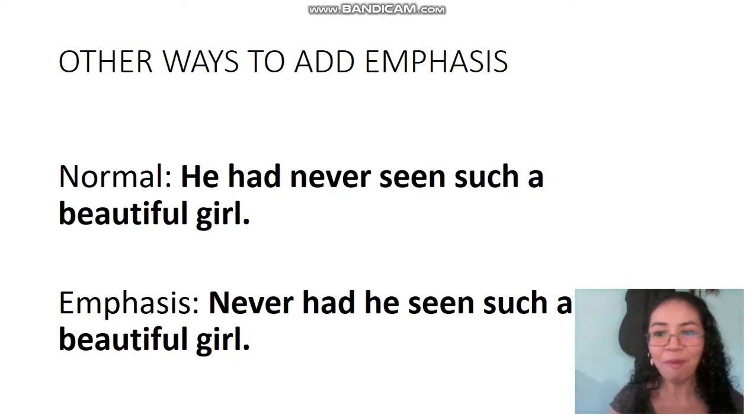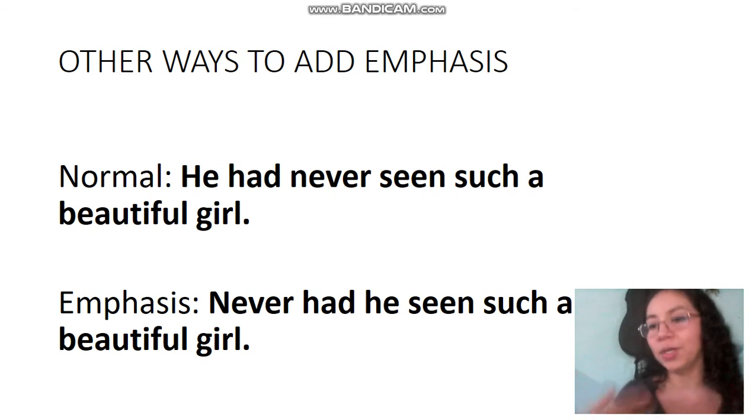Okay, are you ready for more? So we are going to check another two methods. I don't want to call them structures or anything because those are little tricks of the language. Now that you can use English, more or less proficiently, you are going to find these little details sometimes, and now you are going to be able to use them to add emphasis to whatever you are saying. Okay. So, other ways to add emphasis.